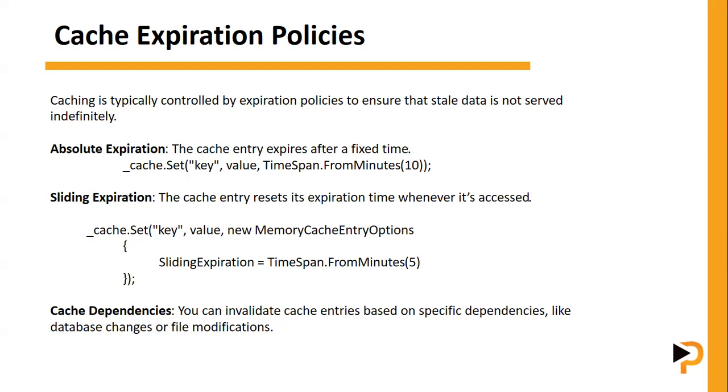There are two types of expirations, absolute and sliding expiration, and cache dependencies are there. With absolute expiration, you just mention a fixed amount of time when the cache should expire. With sliding expiration, the cache entry resets its expiration time whenever it is accessed. Next, cache dependency. You can invalidate cache entries based on specific dependencies like a database change or file modification. Consider you want fresh data when something is inserted into the database, then refresh the cache. It means cache updation or expiration depends on a particular event.